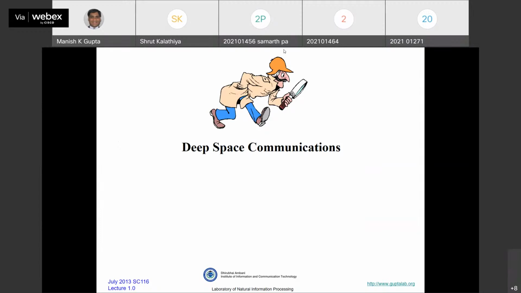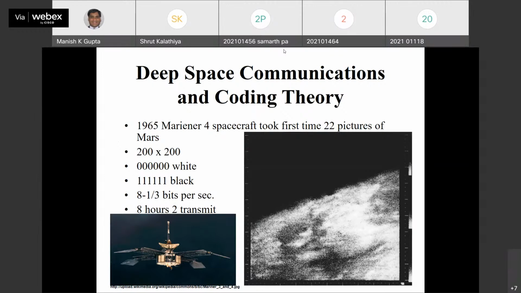Another one is in deep space communications. You see, this is a picture of Mars taken from a spacecraft. In 1965, this was the standard of the communication technology. You see how hazy the pictures taken by this spacecraft were. It took about 8 hours to transmit this picture.